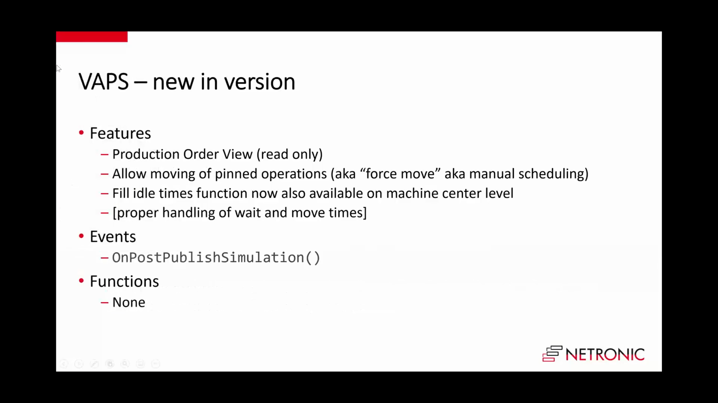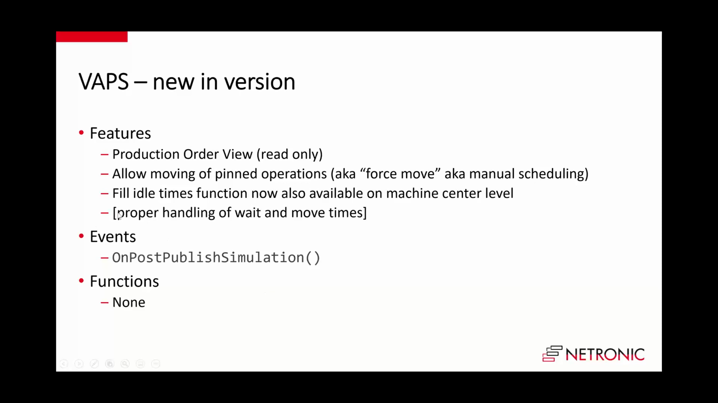We actually shipped 3 new features. We have a production order view, like you know from the visual production scheduler. We now also allow to move pinned operations. So you could also call it force to move, or manual scheduling. So we now give you and your customers the opportunity to, with selected operations, do whatever you want to do. You can violate constraints, you can do what you want, but the operations with which you do this need to be pinned in advance.